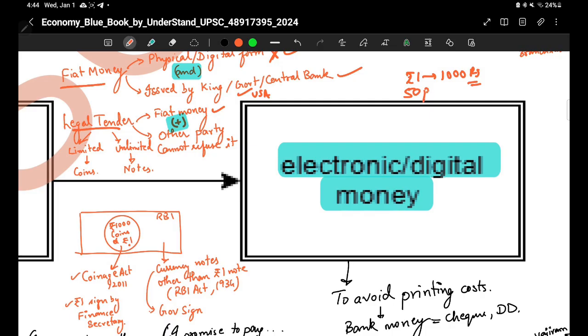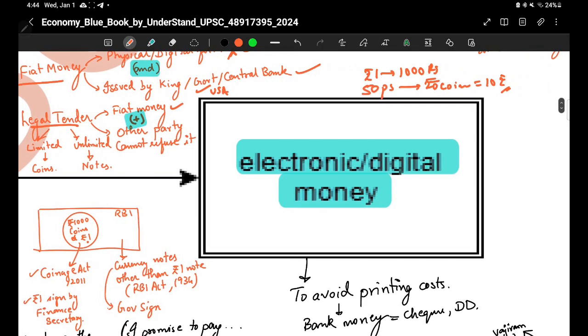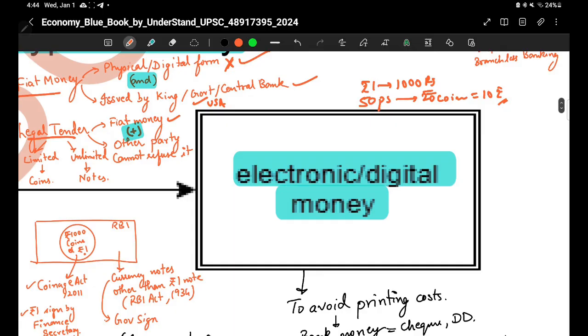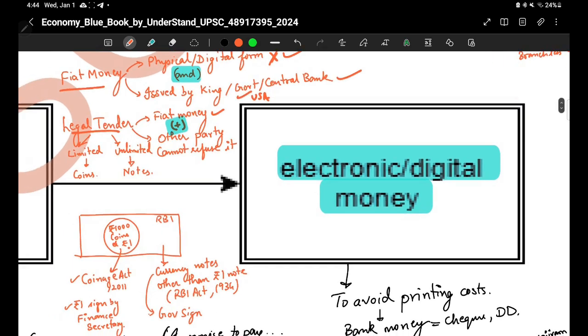Similarly, for 50 paise also, only 20 coins you can give maximum. You can't give more than that. That is 10 rupees. These are all governed by the Coinage Act. I think for each currency there is a specific limit. No need to go into the details. I'm just telling you the meaning of limited legal tender.